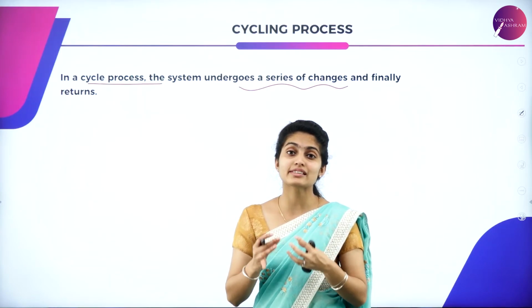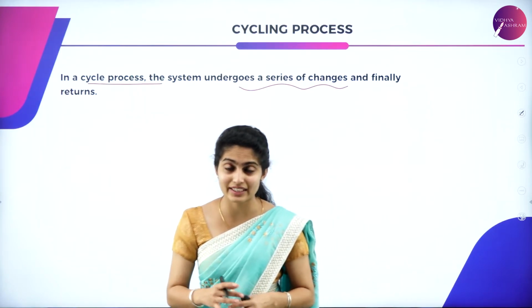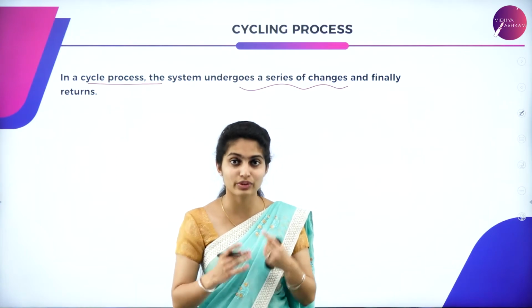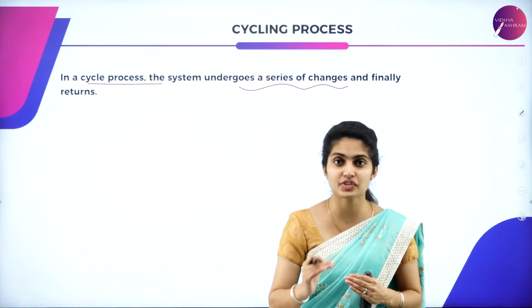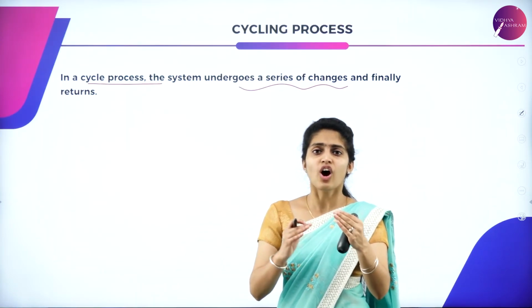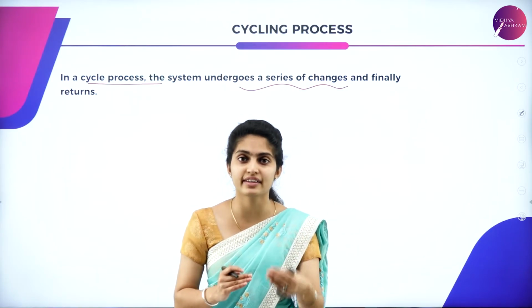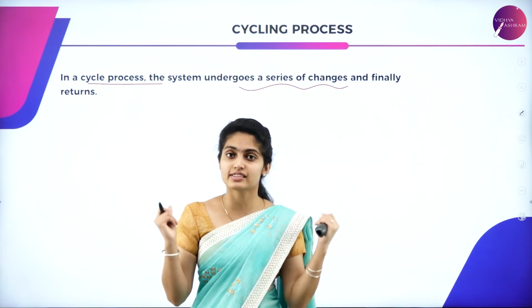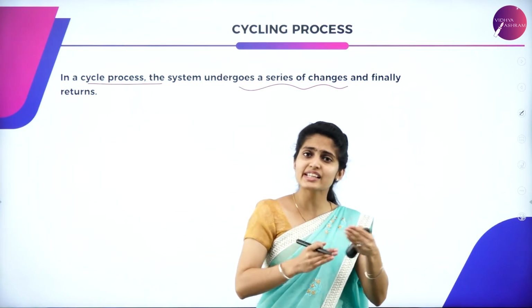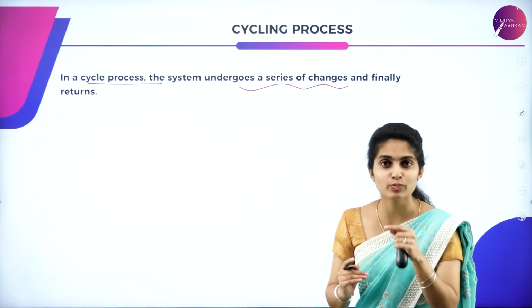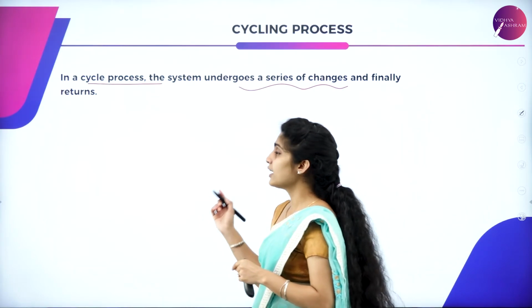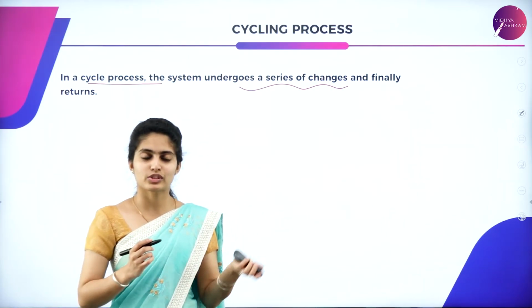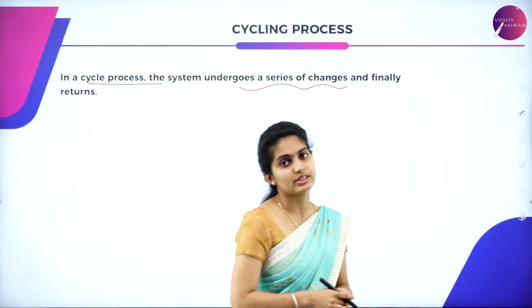Once it completes its revolution, all these 365 days, again it starts from zero. That is, again the seasonal changes occur, like summer, winter, rain. All these things occur again and again. That is called a cyclic process. Similarly, the system also undergoes a series of changes and again it comes back to its original position. That is all about the cyclic process, which can also be called a reversible process.